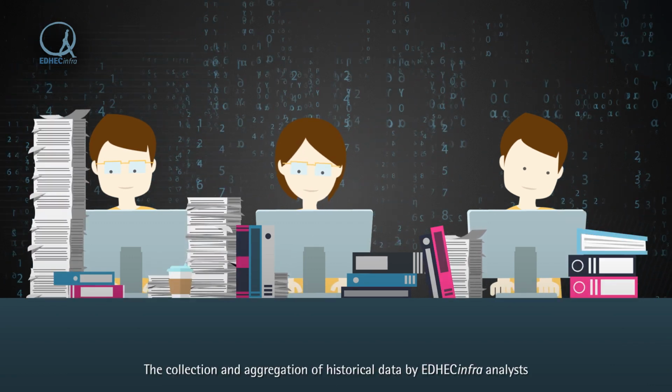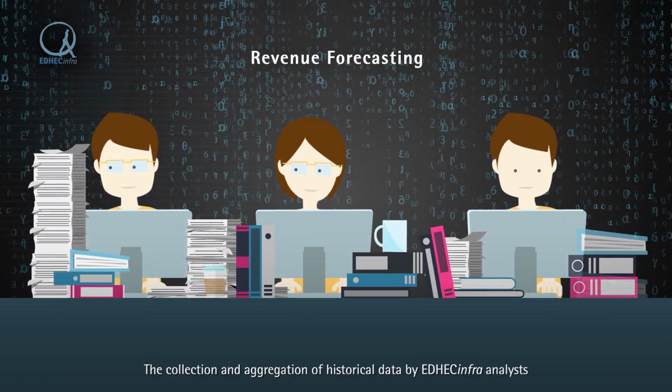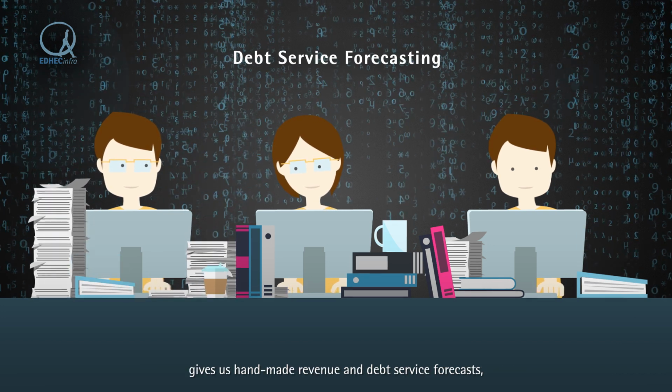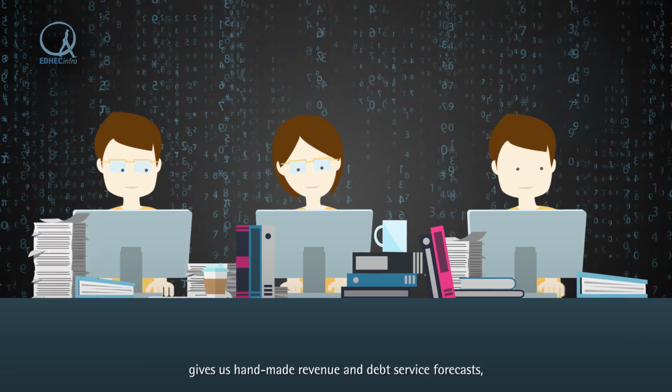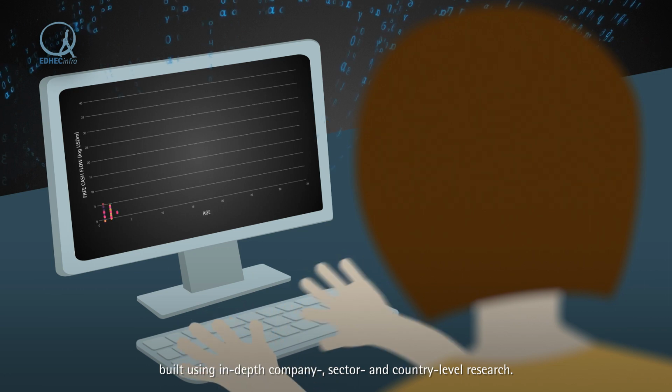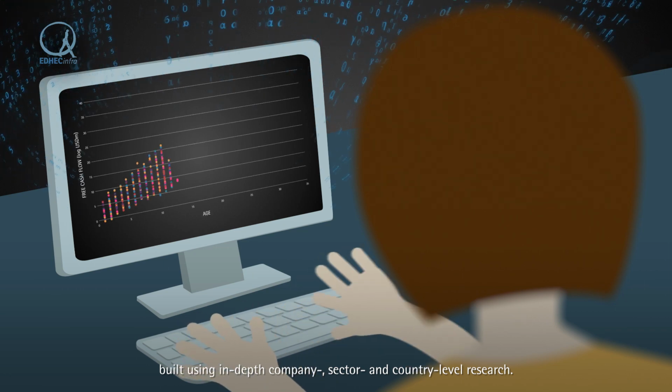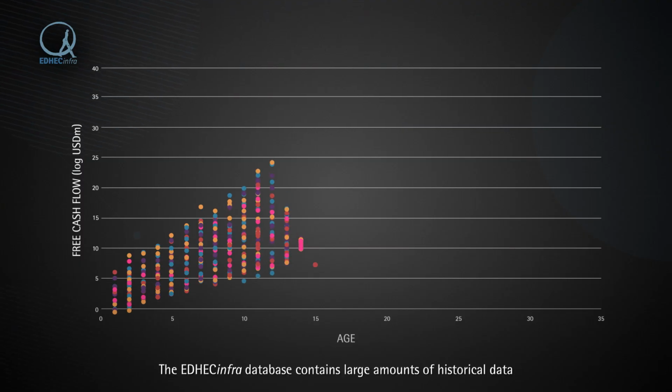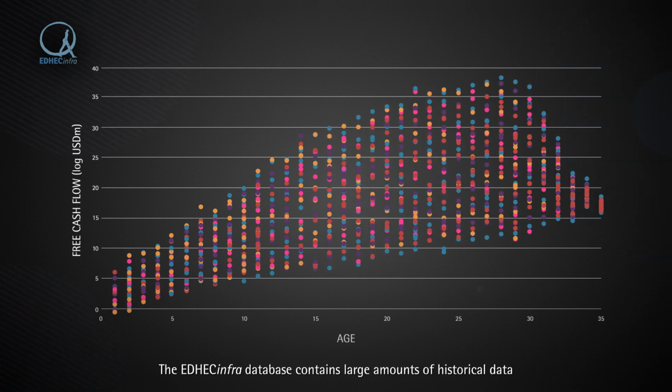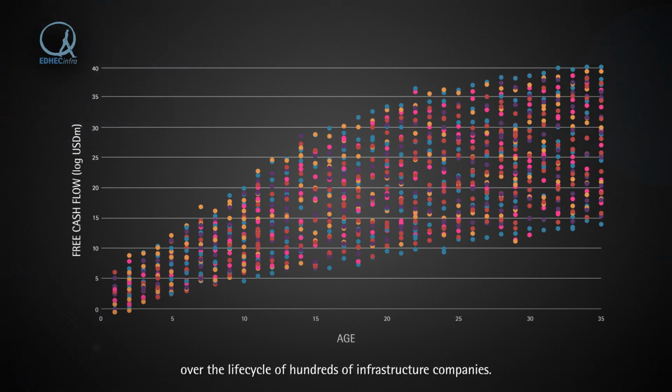The collection and aggregation of historical data by EDHECinfra analysts gives us handmade revenue and debt service forecasts, built using in-depth company, sector, and country-level research. The EDHECinfra database contains large amounts of historical data over the life cycle of hundreds of infrastructure companies. We use it to find common factors that explain the level of cash flows in these firms.